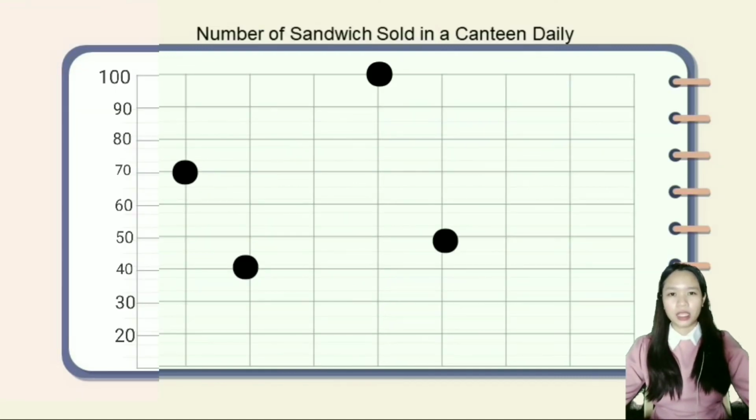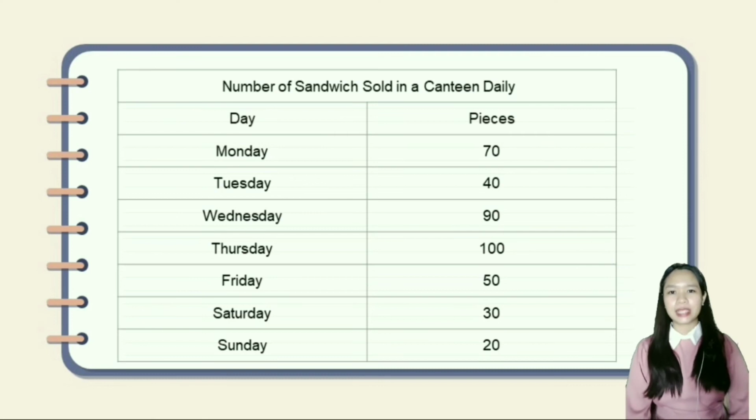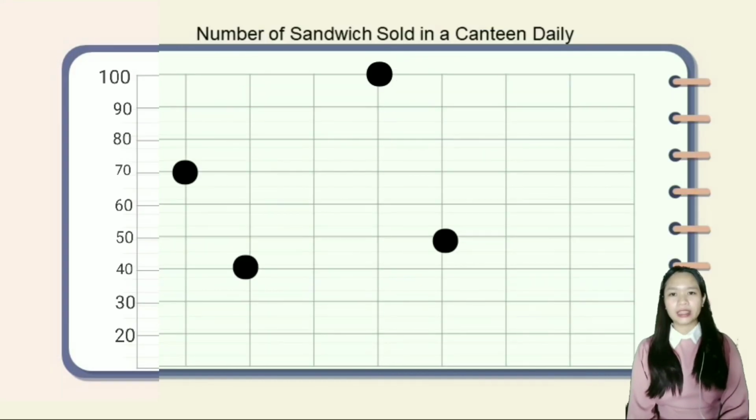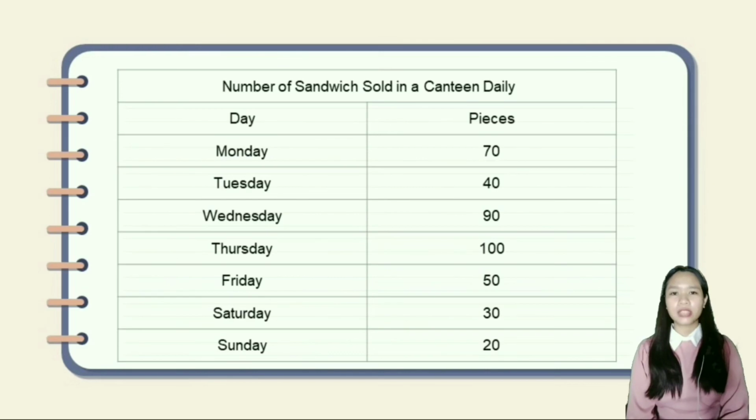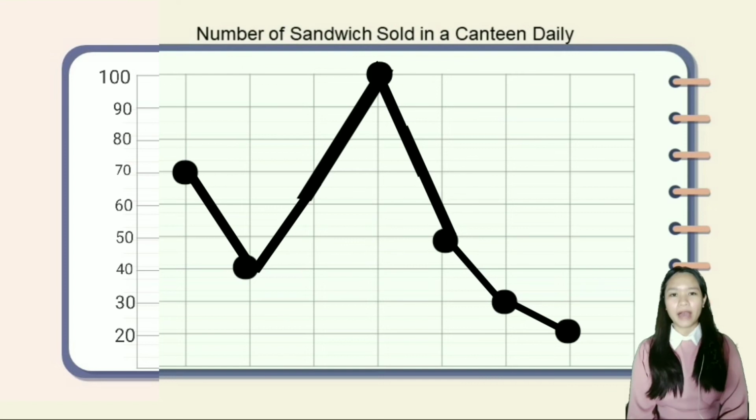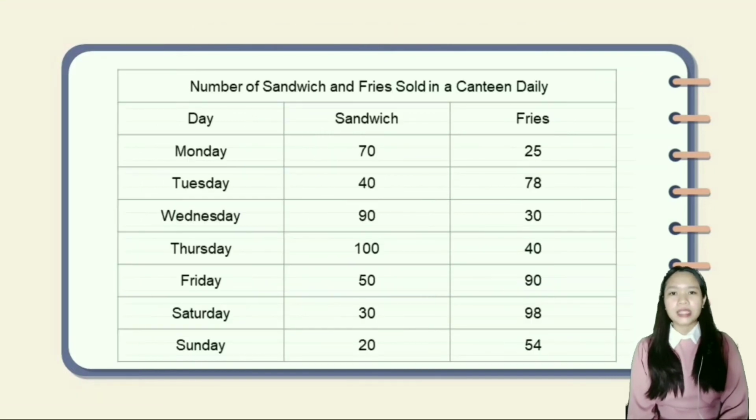Right, next to 50. For Saturday, how many sandwiches were sold? Correct, 30. So where are we going to plot a point? Right, next to 30. For Sunday, 20 sandwiches were sold. So where are we going to plot a point? Right, next to 20. After we plot the points, we're going to connect them. Next, we're going to construct a double line graph. Since we already have a graph for sandwiches, we're just going to add the graph for fries.